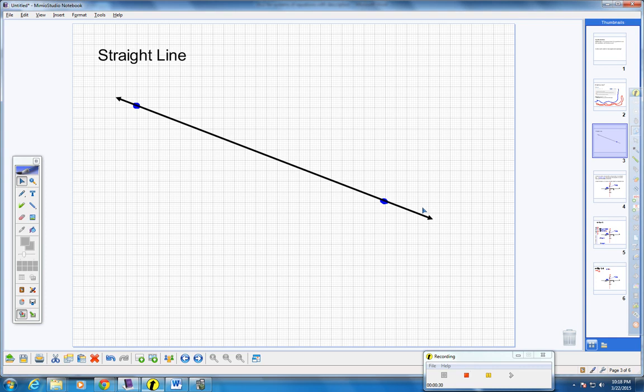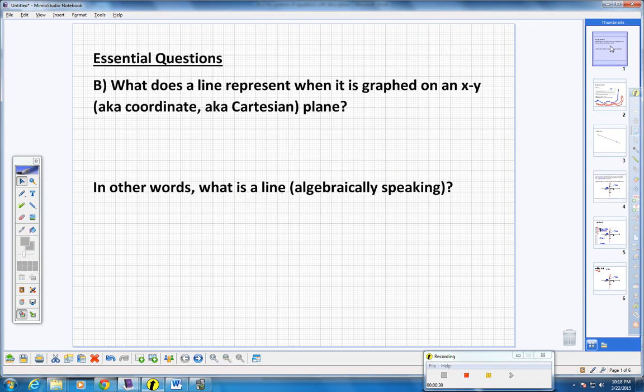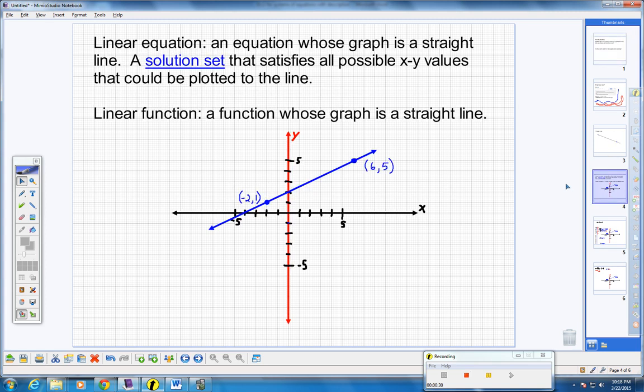And then in our academic careers we come across a linear equation, right? And that creates a line on an XY plane or a Cartesian plane. So with the linear equation, we now have an equation whose graph is a straight line. You can see the blue line right here that I just selected. It's a solution set that satisfies all possible XY values that can be plotted to the line. So if you were just looking for the answer for the first part of our essential question, you might be able to answer that now. We're going to keep moving on, though.